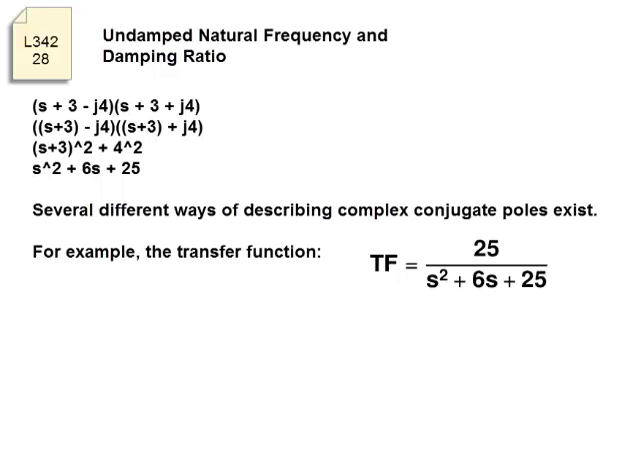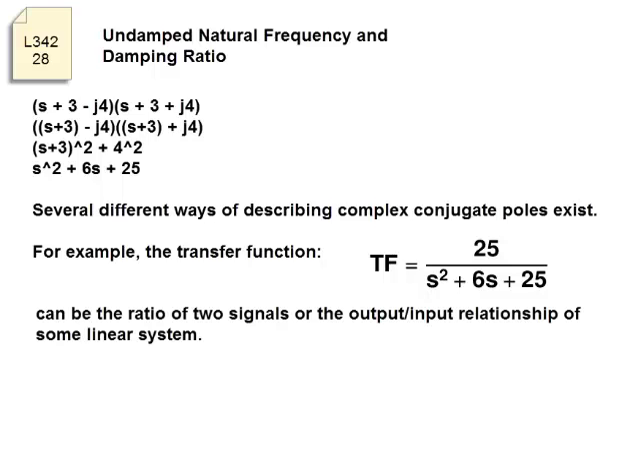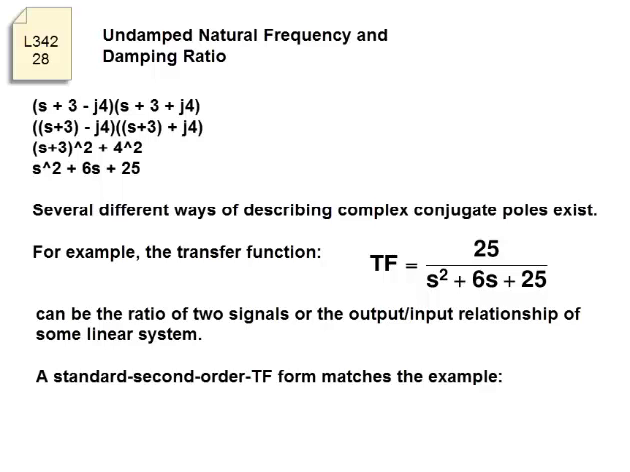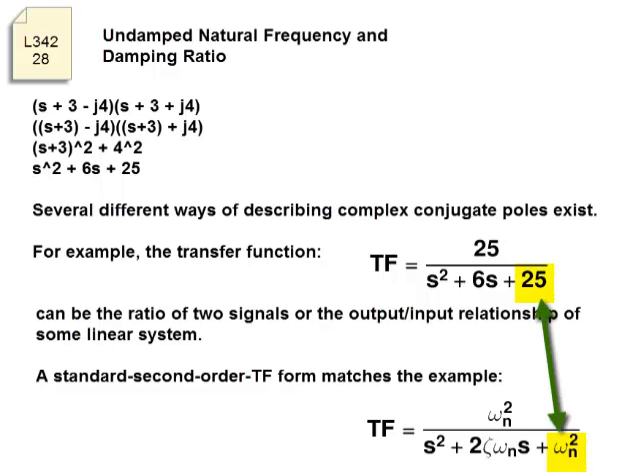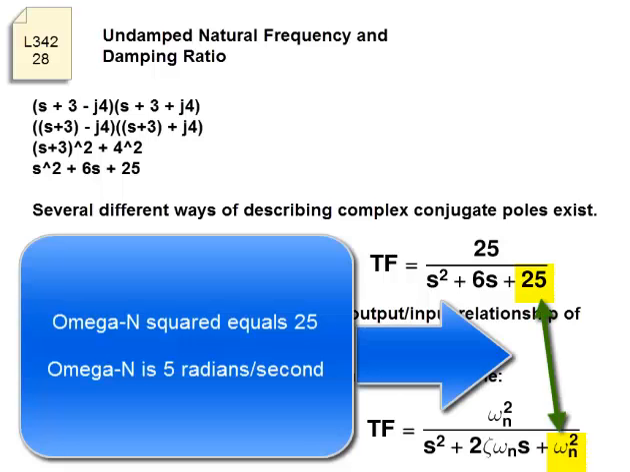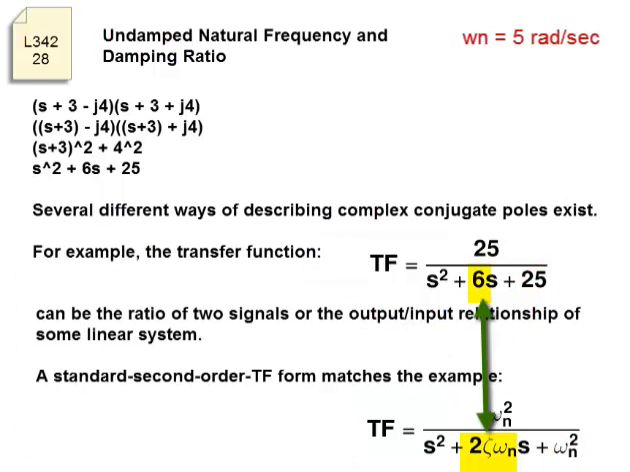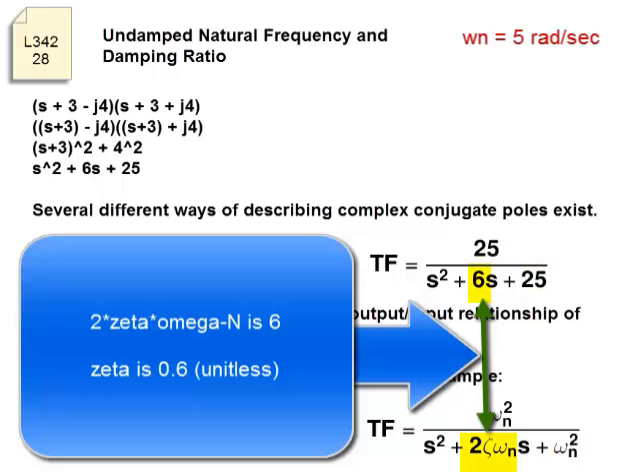For example, the transfer function 25 over s squared plus 6s plus 25 can be the ratio of two signals or the output-input relationship of some linear system. A standard second-order transfer function form matches this example. Omega n squared equals 25, therefore omega n is 5 radians per second. Two zeta omega n is 6, therefore zeta is 0.6 and it has no units.